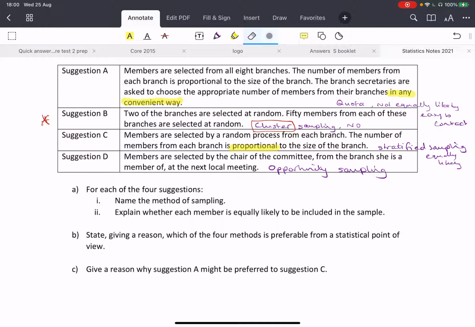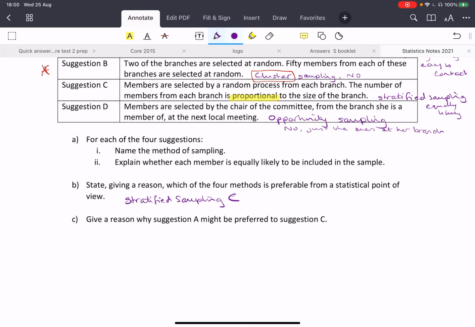And then, is every member equally likely to be included in the sample? No. Just the ones at her branch. It's not random. Right, so from a statistical point of view, I think the stratified sampling is going to be the best one, because there's an attempt for it to be proportional and to reflect the wider population. And then it says, give a reason why A might be preferred to C. Well, it's easier.